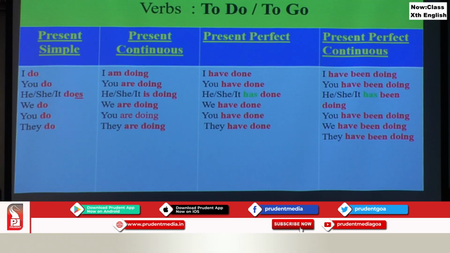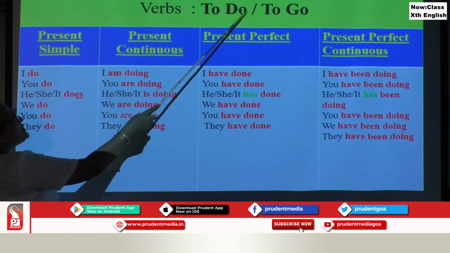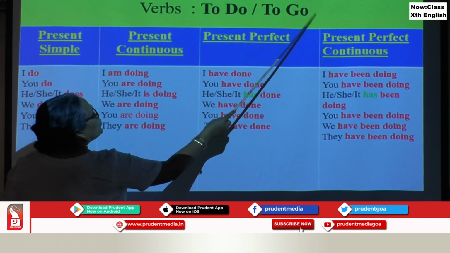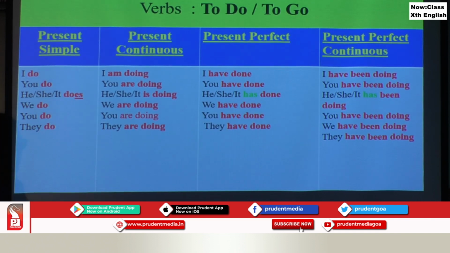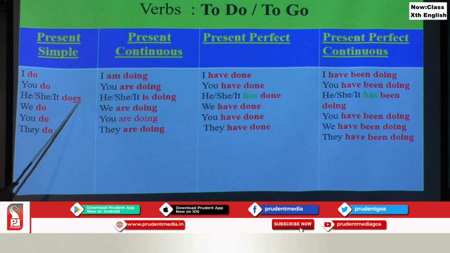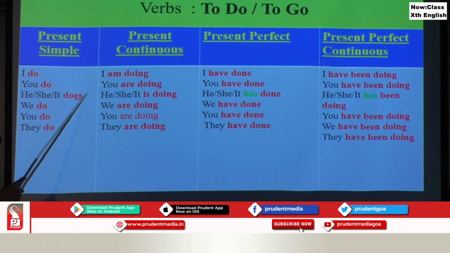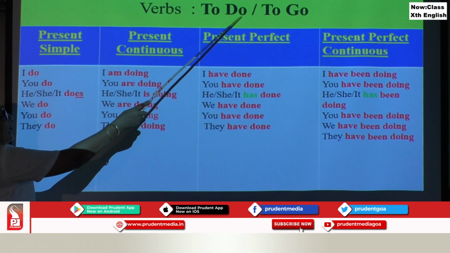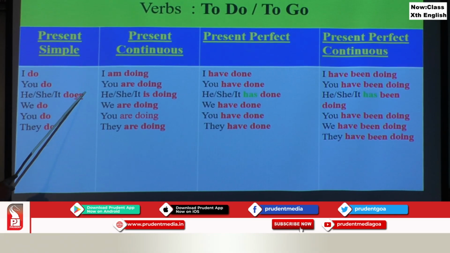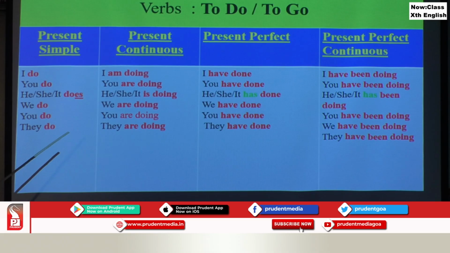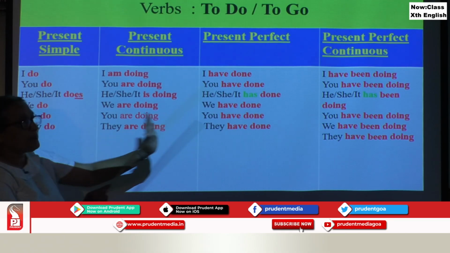Let us go to a new set of verbs now. Verbs ending with O. Verb to do, verb to go. The only change is third person singular, he, she, it. What do you do with verbs ending with O? You add ES. I do, you do, he, she, it does. We do, you do, they do. The rest remains the same.